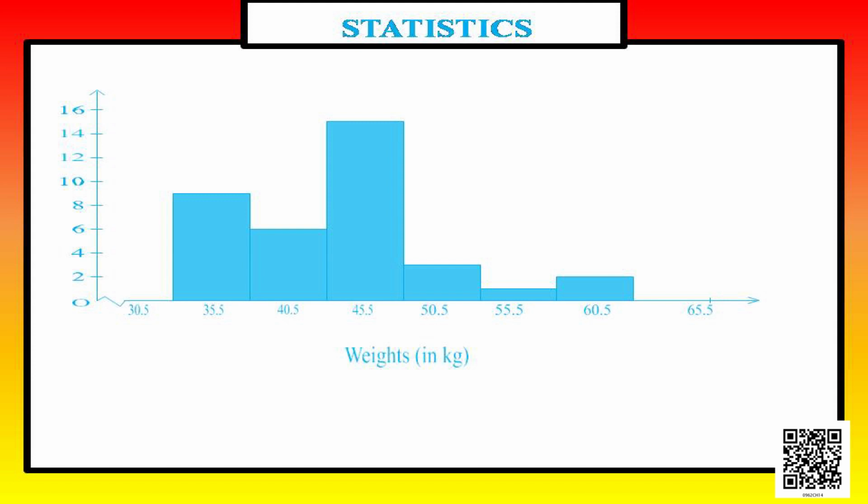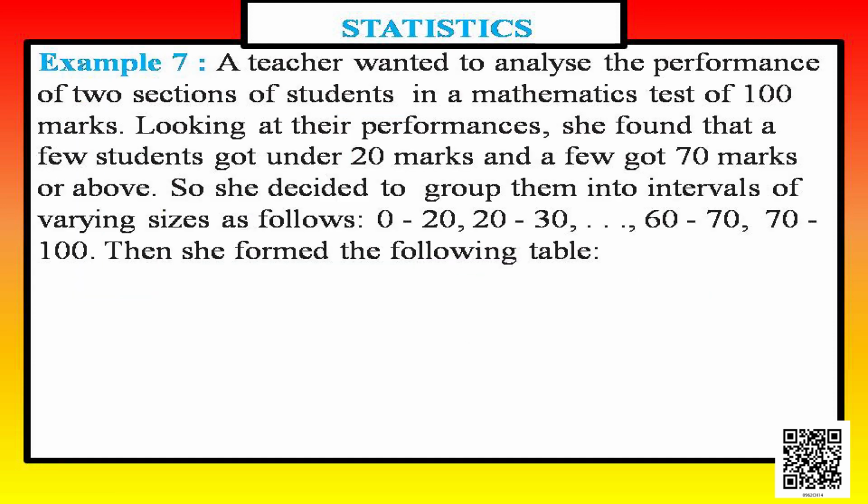Okay. So, here we have done the last sum on histogram where all the class widths were equal, but it may not be so every time. So, we come to the next one, that is example 7 of the book. Please see it in the figure.